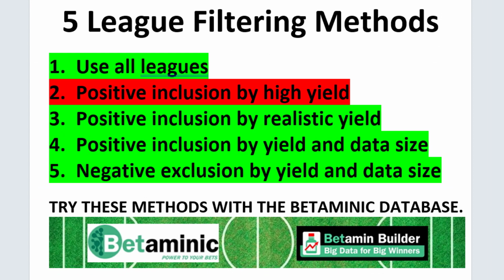So in this video, I talked about 5 league filtering methods: using all leagues, positive inclusion by high yield, realistic yield, positive inclusion by yield and data size, and negative exclusion by yield and data size. Right now, I recommend number 4 and number 5.